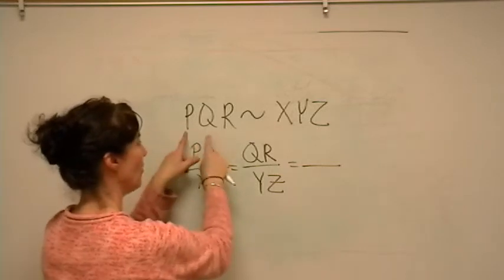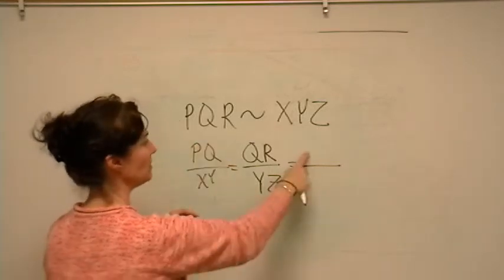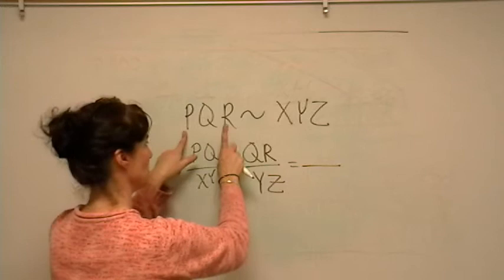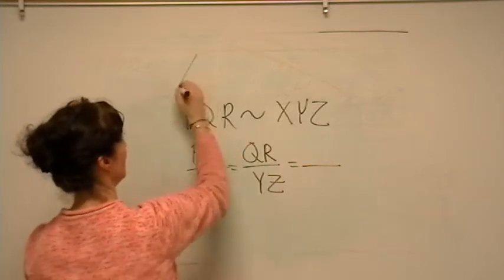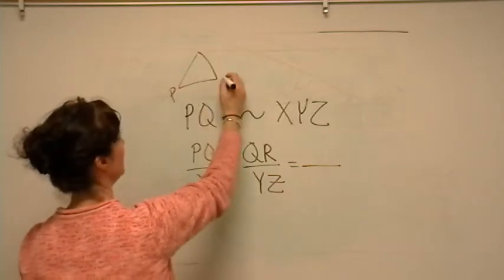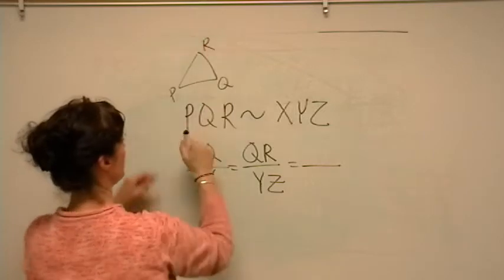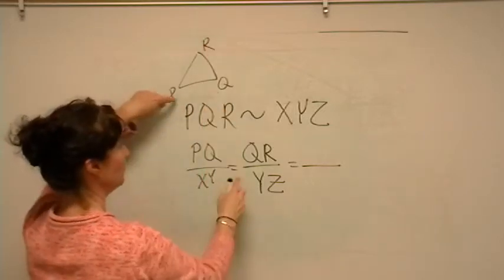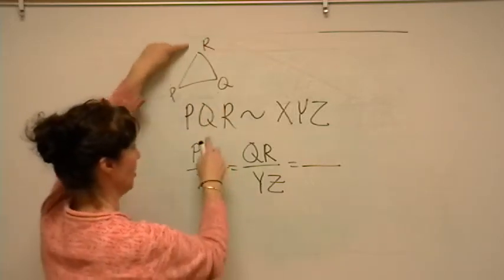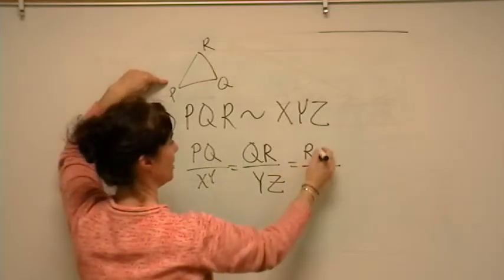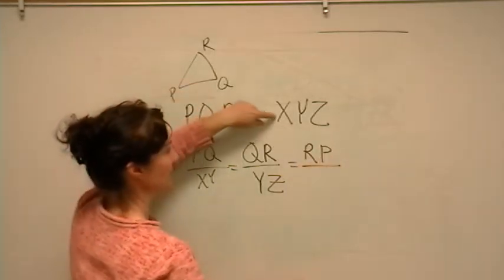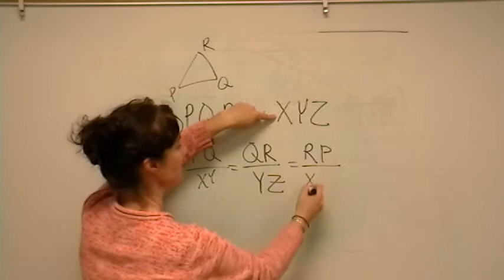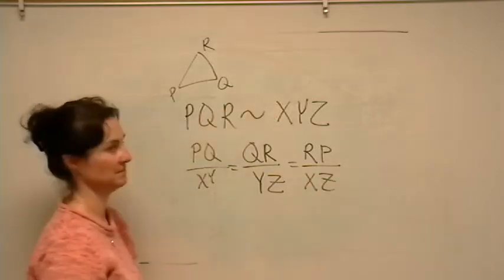Now we're doing always this triangle first, so when we do the last one we have to say the first and last together. And when you have a triangle, you've got P, Q, R, so you have PQ, QR, the last one is going to be RP. So we have RP is proportional to XZ.